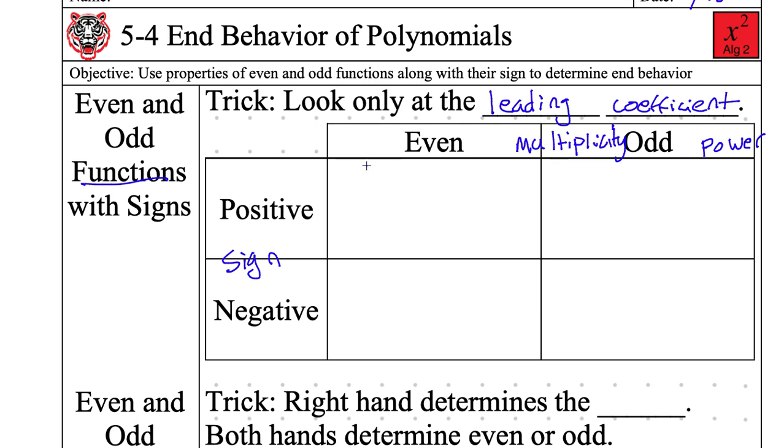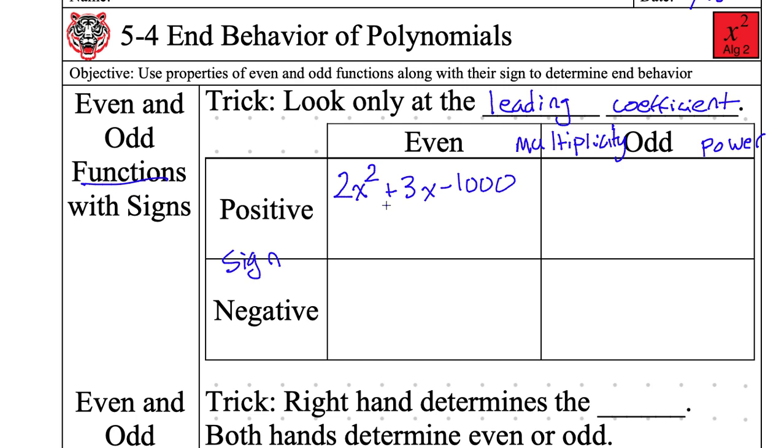So give me a leading coefficient that has an even power and that has a positive coefficient. And you guys can just shout this one out. Someone shout out something that has a positive coefficient with a variable that has an even power. 2x to the what? 2x to the second. Perfect. 2x to the second plus 3x minus 1,000. This is a positive even function.